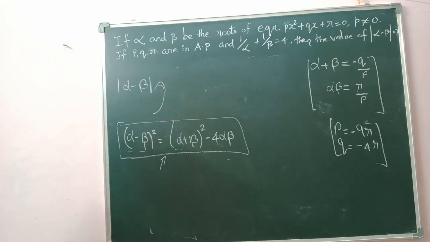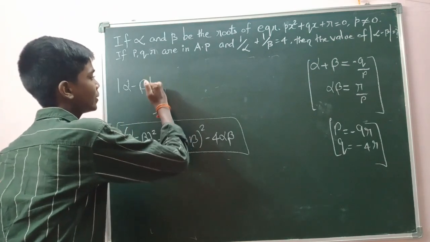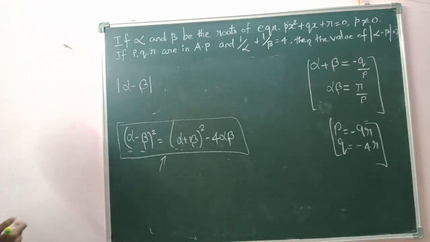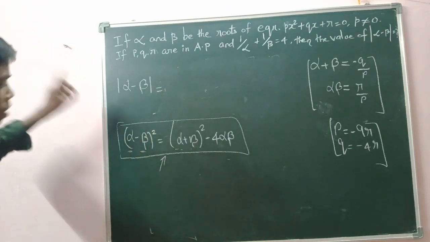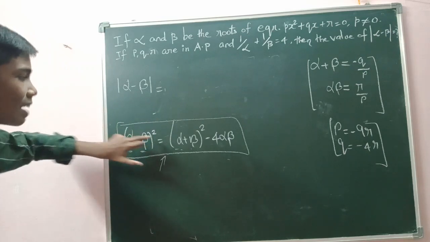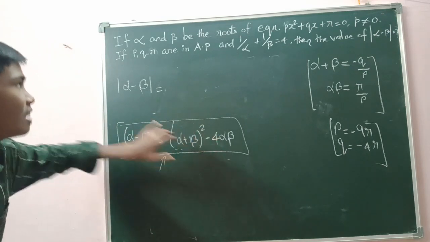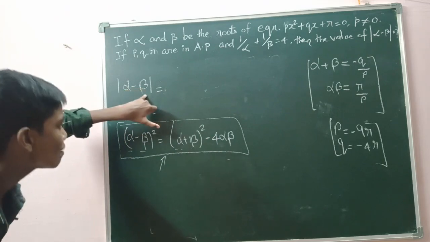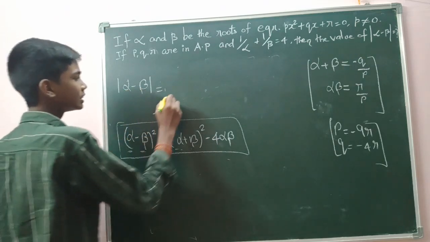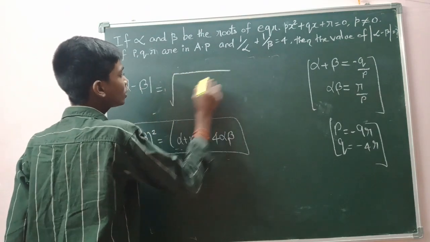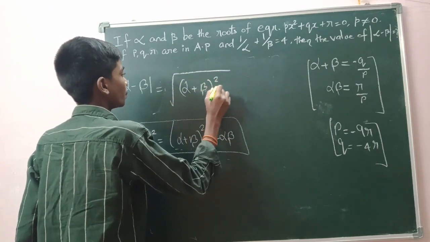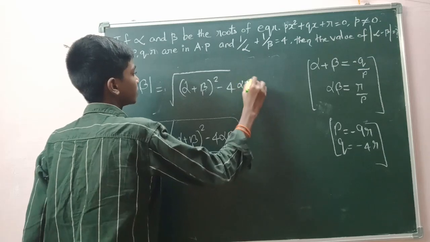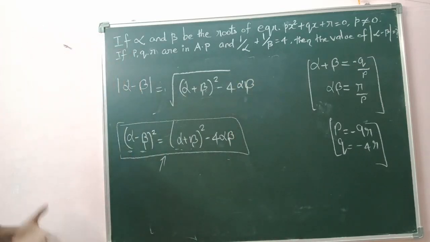We know alpha minus beta whole square is alpha plus beta whole square minus 4 alpha beta. Hence, modulus of alpha minus beta. Here we are having a square. This is what you will get. If I need to find the value of alpha minus beta, take root on both sides. Hence, I will get root of alpha plus beta whole square minus 4 alpha beta. I hope you guys can understand what I am trying to convey here.